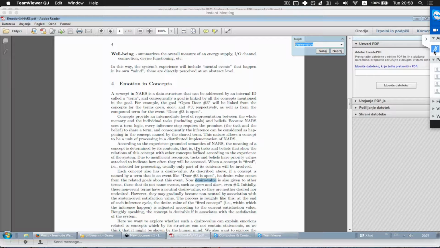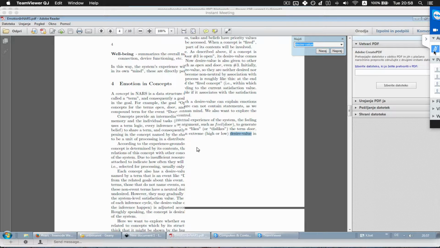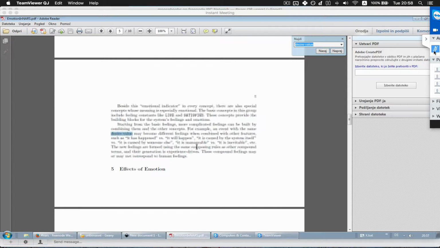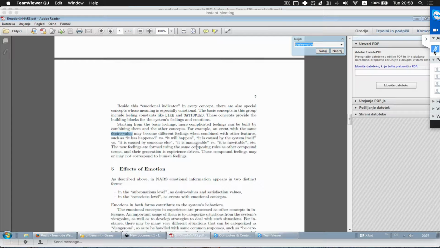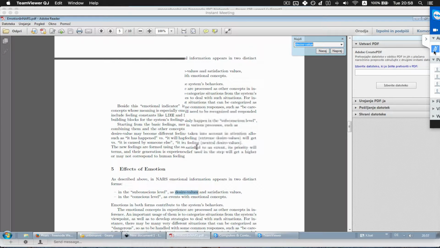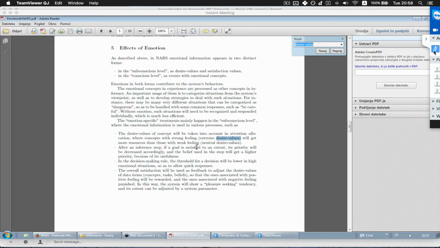It talks about giving them to tasks and beliefs, which may be wrong or it may be right. But this is what I'm trying to find out really. Let me just see if I can find it. I should have marked it, I didn't. You found it? Overall satisfaction will be used as feedback to adjust the desired values of data items.